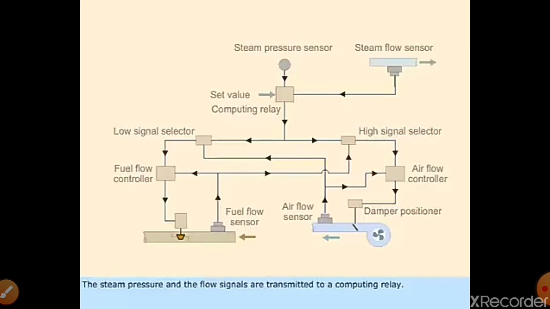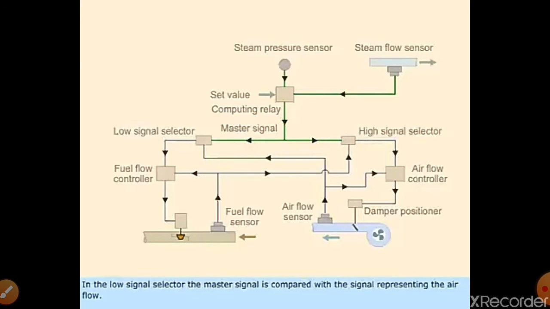The steam pressure and flow signals are transmitted to a computing relay, and that computing relay generates a master signal. If the master signal is less than the low signal selector, then the master signal is presented as a fuel requirement to the boiler. This master signal is fed as a set value to the low and high signal selector.